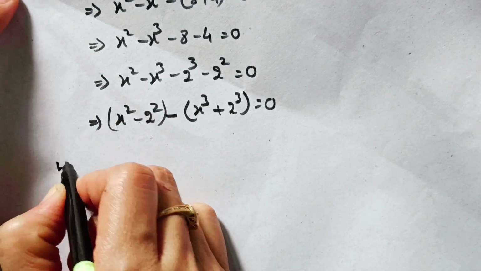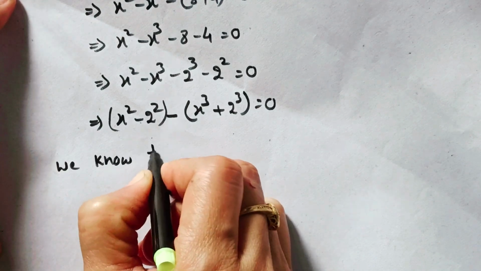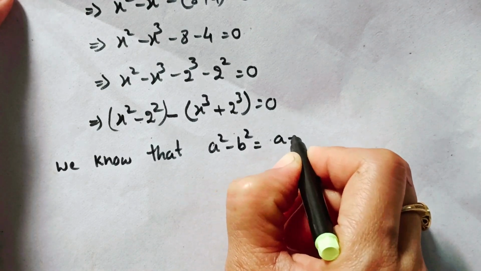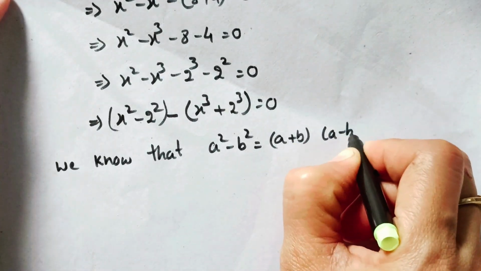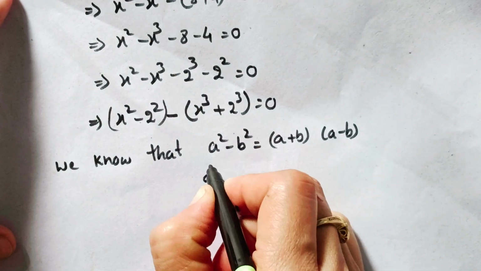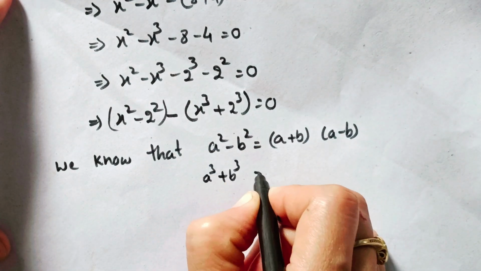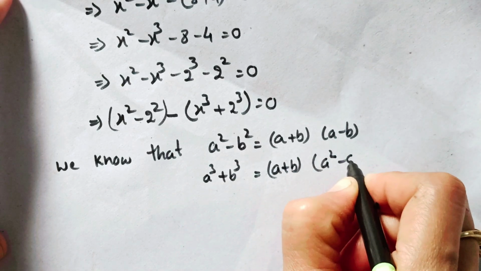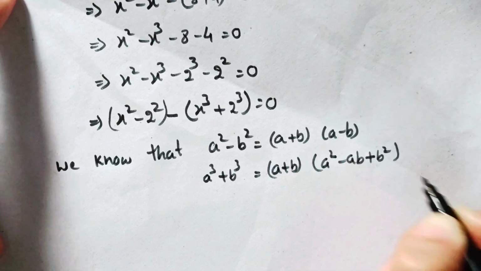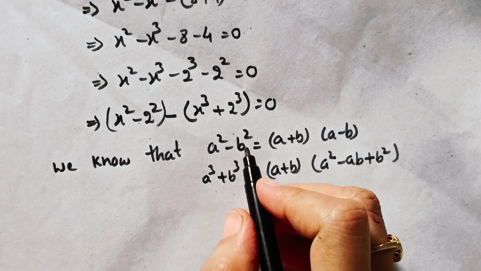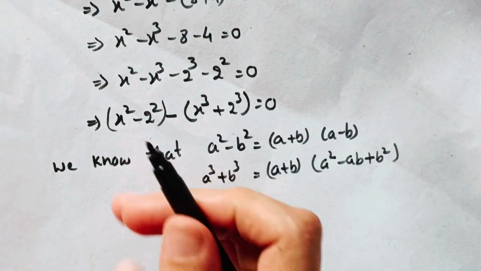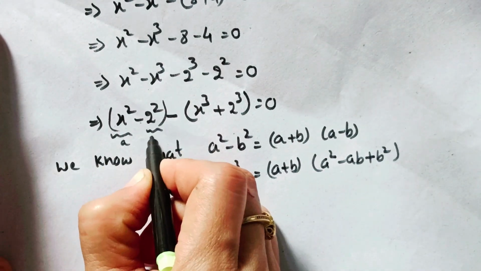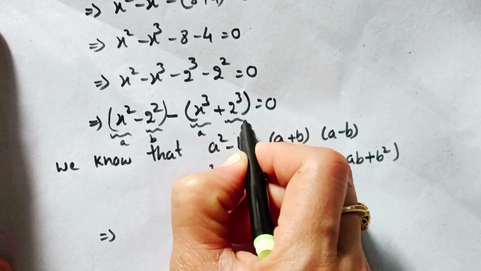So we know that a square minus b square equals a plus b into a minus b. At the same time, we know that a cube plus b cube equals a plus b of a square minus ab plus b square. Okay, we know these formulas. According to these formulas, we are going to expand this step. This is a and this is b. At the same time, this is a, this is b.